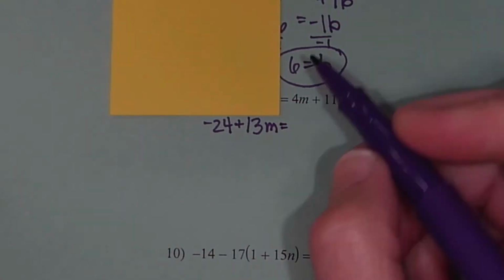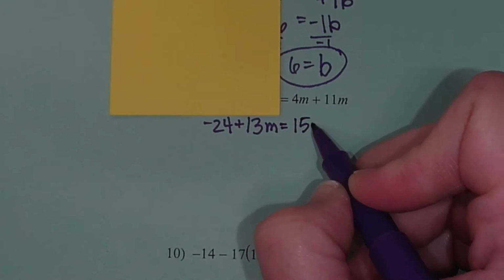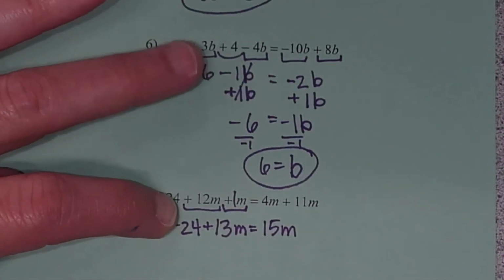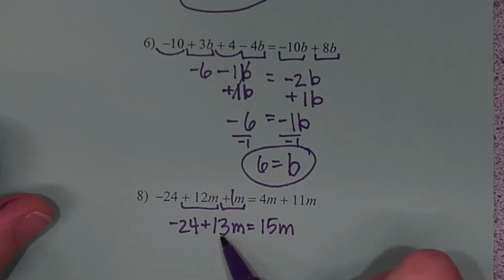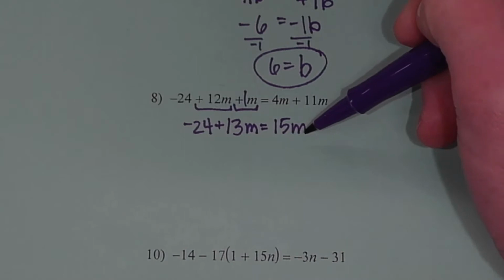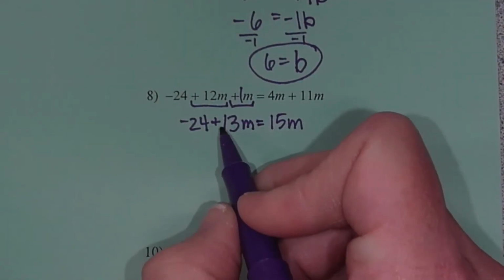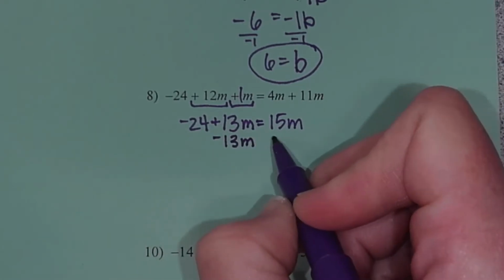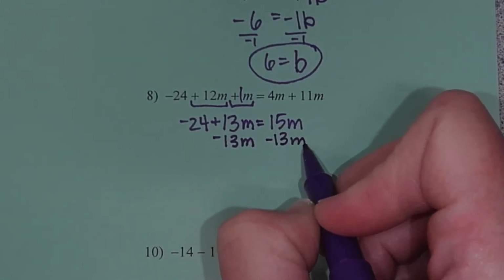4m plus 11m, oh yeah, that's going to be 15m. Okay, now it's kind of a lot like what we just did above here. We've got variables here and variables there. We don't want to get rid of this one because then that side of the equal sign would be empty and that would be annoying. So let's get rid of this one instead. So subtract off that 13m and subtract it off from the other side also.